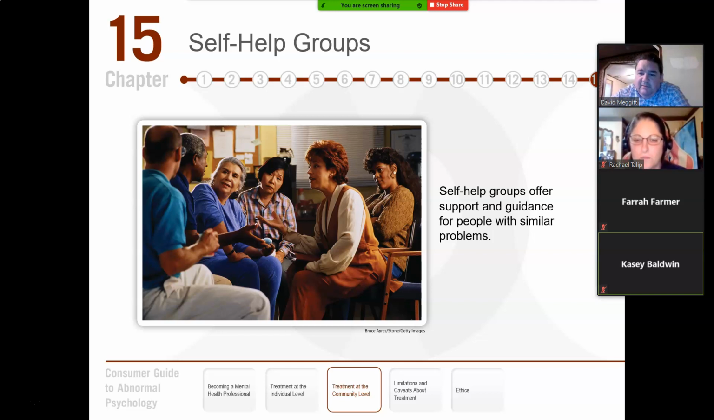Self-help groups offer support and guidance for people with similar problems. You know, recovery, NA, but also depression. There are self-help groups for depression, for divorce, and for a variety of issues that we experience as human beings. It's important to differentiate, though, that self-help groups are not usually led by a professional. They're usually led by laymen who are helping each other out through this issue. So there may or may not be a therapist available in a self-help group.